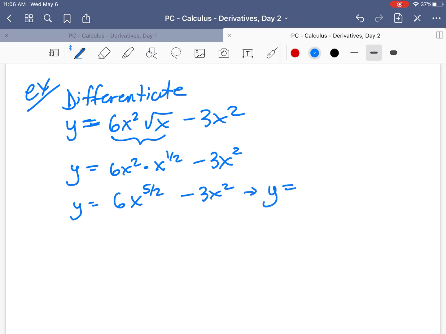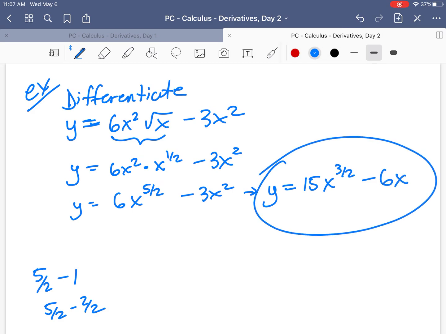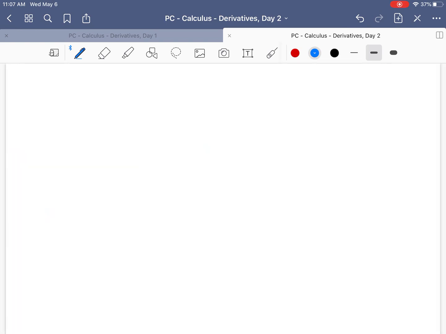And now I can use my good old power rule. So y equals 6 times 5/2 would be 30 over 2, so that'd be 15. So I get 15 x to the 5/2, and I have to take 1 away. So that's 5/2 minus 2 over 2, so that's 3 over 2. Minus 3 times 2 is 6, and I get x to the 1. So there we go. All right, and last example.